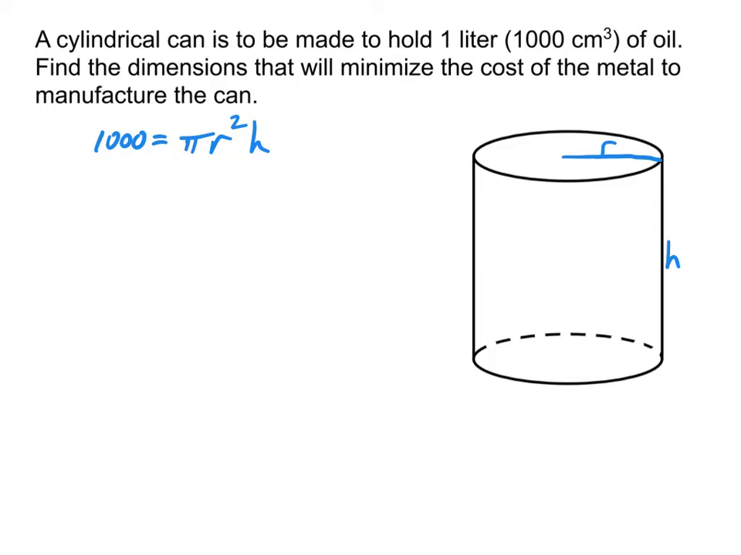That's the one using the number that's involved. That's always the first equation we write. The second equation we write, because yes, we are going to need a second one, is going to have to be for whatever we're trying to maximize or minimize. In this case, we are trying to minimize the cost of the metal to manufacture the can. So if I want to minimize the cost, that means I need to minimize the amount of metal. Well, the metal then would be the surface area.